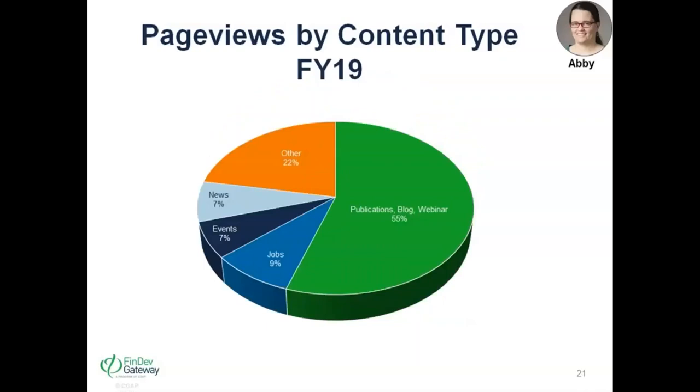By far the biggest portion of content that they are viewing on our site are our publications, blog, and webinars. So that is over half of our page views go to those types of content, which is, you know, where the most substance is found in those types of content. And then almost evenly distributed, people are also looking, of course, for jobs and news and events. And then the rest of our page views go to other types of content, which can include country pages, region pages, and topic pages and other content that we have.